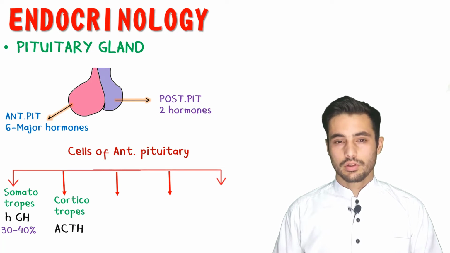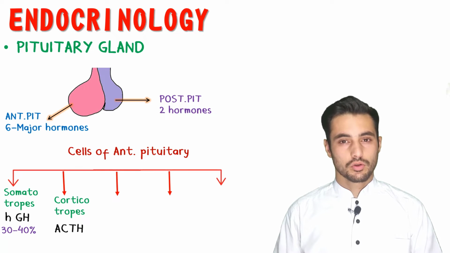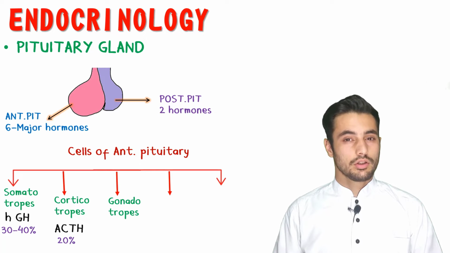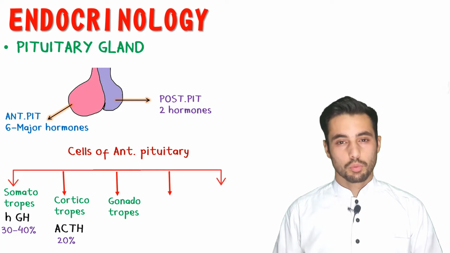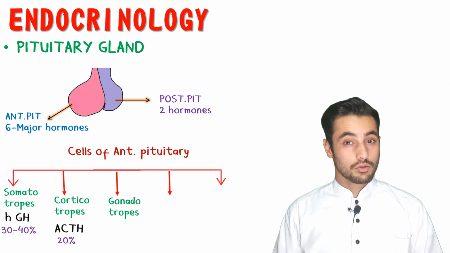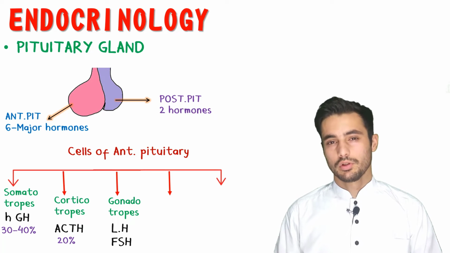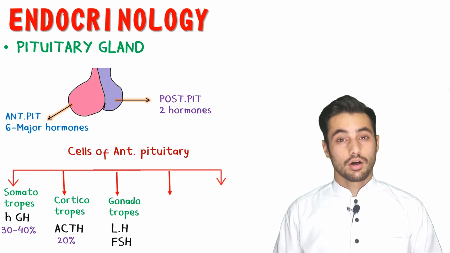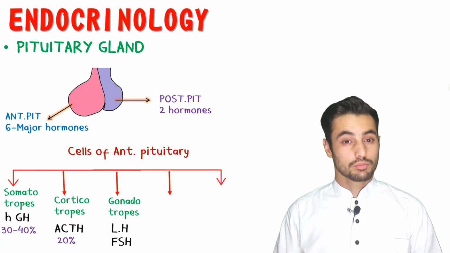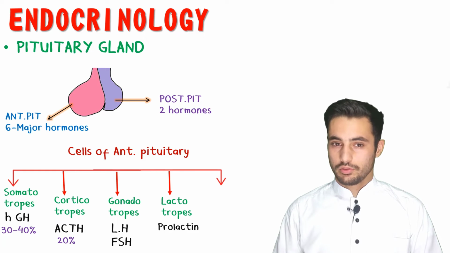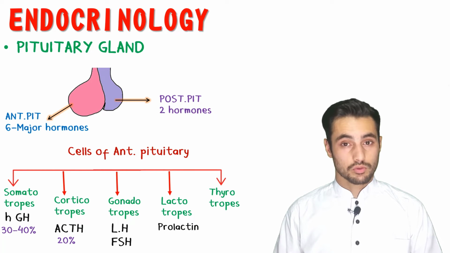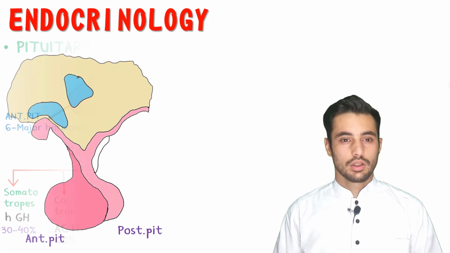The corticotrophs will secrete the adrenocorticotrophic hormone, and they are 20% in abundance. The gonadotrophs will secrete the 2 very important hormones, the follicle stimulating hormone and the luteinizing hormone, very important in ovulation, and in the testes, testosterone and sperm production. The lactotrophs will secrete the prolactin, and the thyrotrophs will secrete the thyroid stimulating hormone.